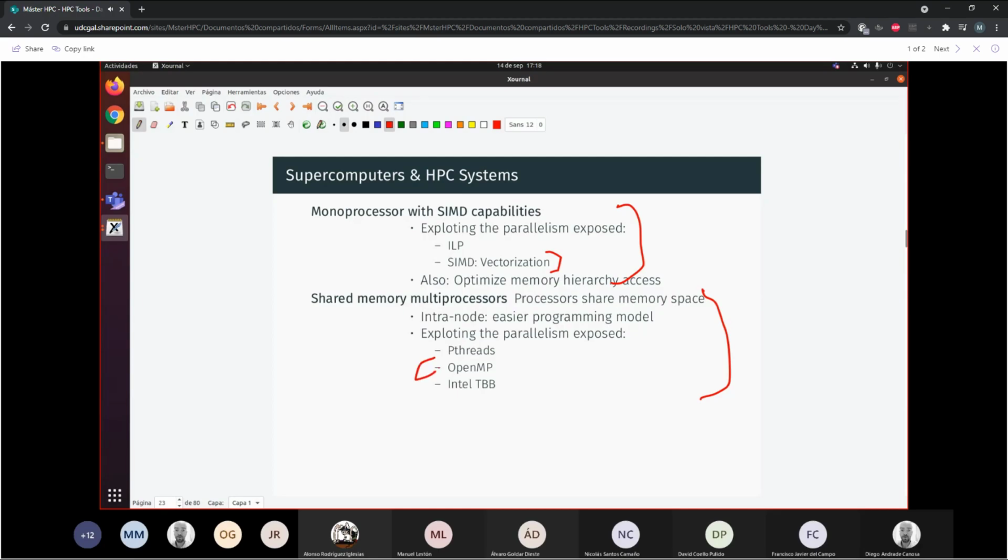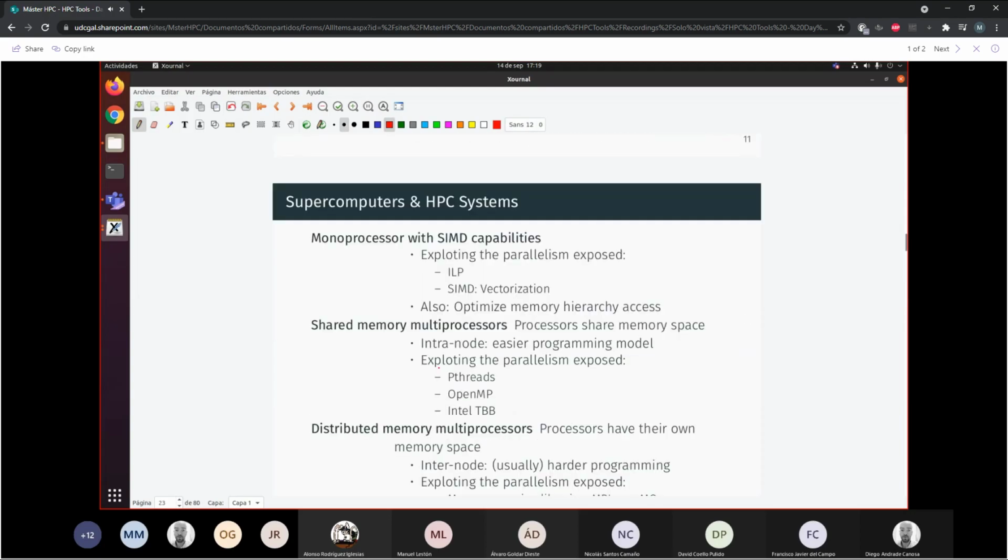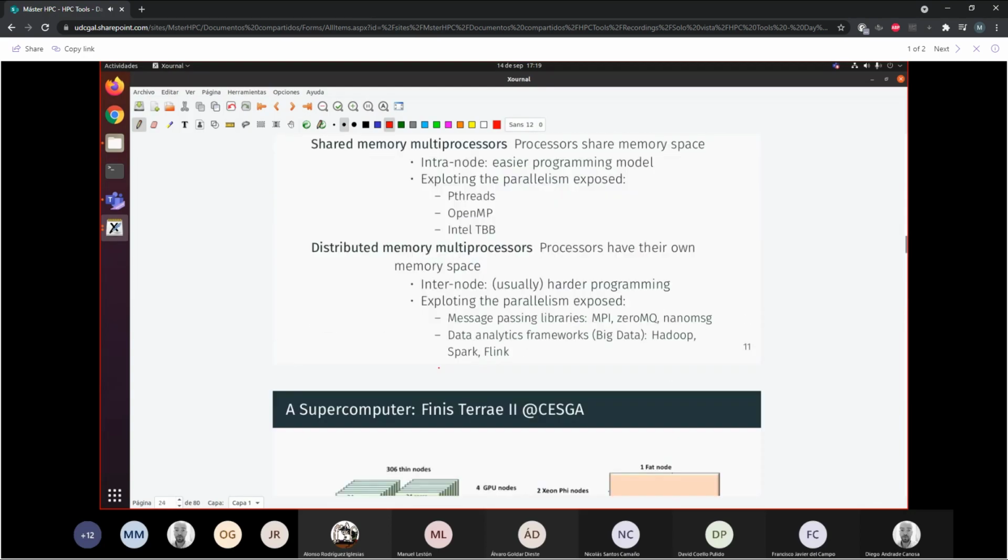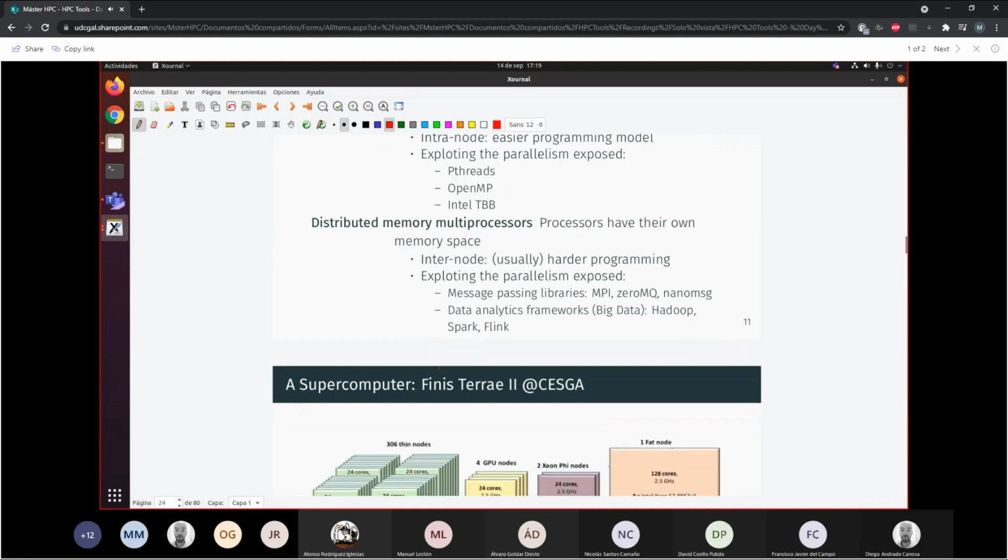However, when you have a supercomputer or a cluster where you have different computers interconnected with a high bandwidth interconnection network, then you need to use a technology normally which is called message passing libraries. Okay, and actually MPI, which is the most popular one, is the one that you are going to learn in parallel programming. And this is going to be learned in the second half of this subject because it's more difficult.